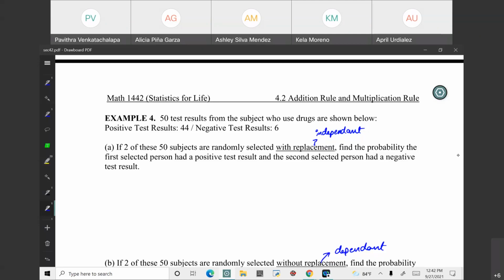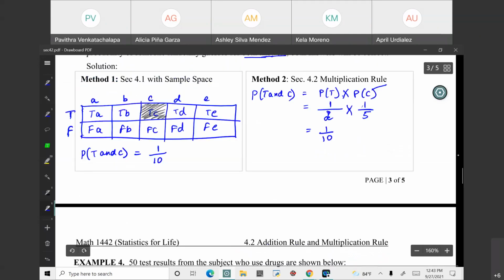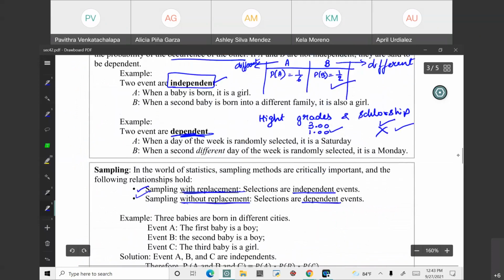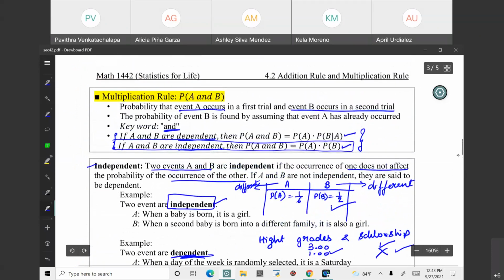Look at the keyword. It says and, so you have to use multiplication rule. In multiplication rule, we have 2 formulas. Which formulas to use is answered here. Independent. So if events are independent, you have to use the second formula.